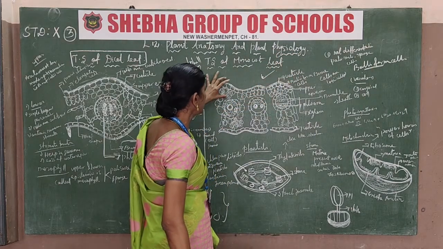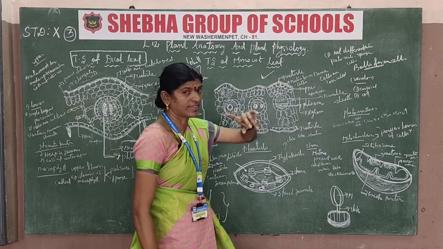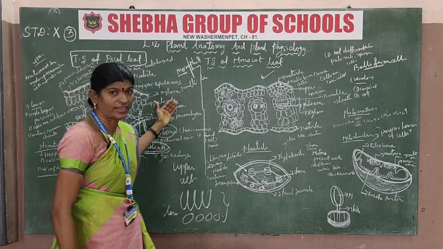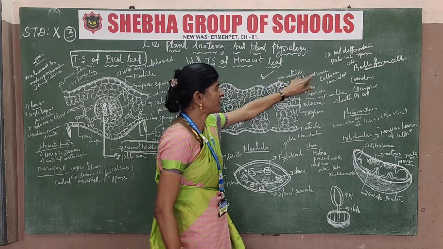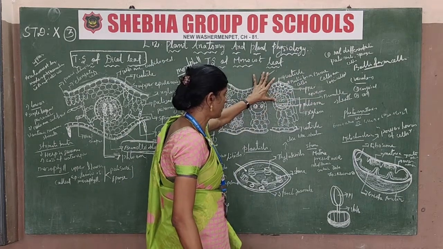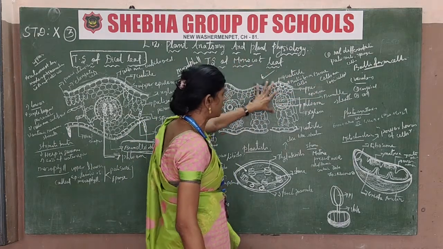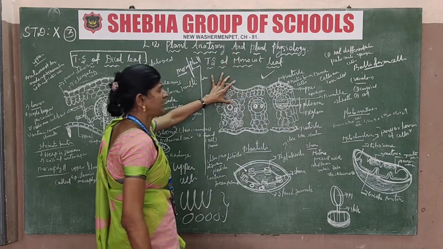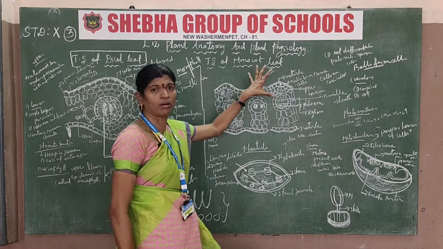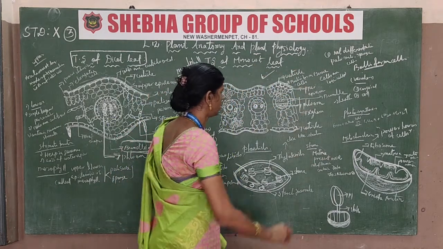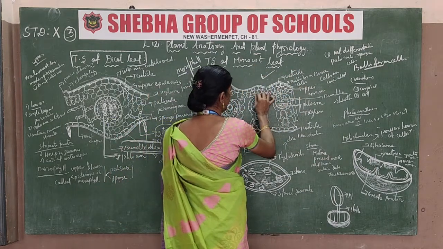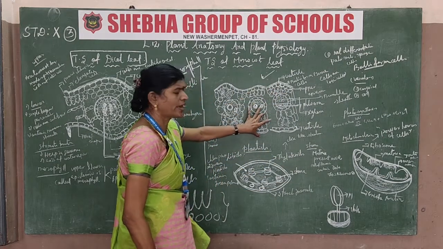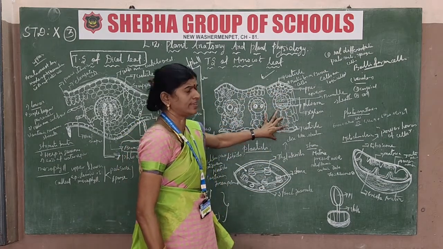Okay. Next, upper epidermis. Listen, the upper and the lower epidermis are different. It is not differentiated into palisade parenchyma and sponge parenchyma. It is not differentiated into palisade parenchyma and sponge parenchyma. Next, in the upper epidermis, the chlorophyll is present in the cells. Lower also is present in the cells.